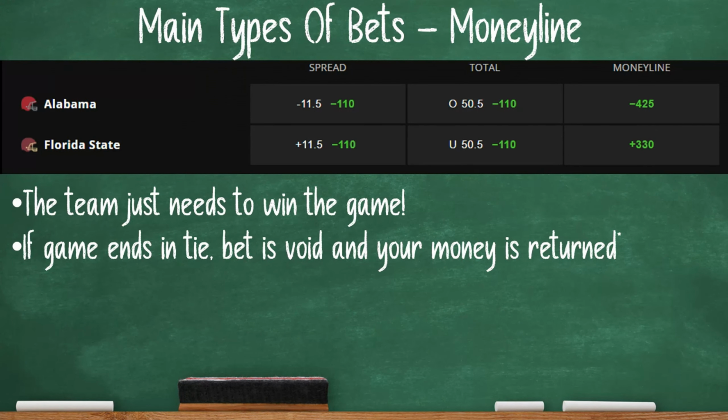Okay, and then money line, finally, the team just needs to win the game. And in these scenarios, if the game ends in a tie, well, then your bet is void and your money is returned because you're betting on a team to win. And if no team wins, then it's like the bet never happened.